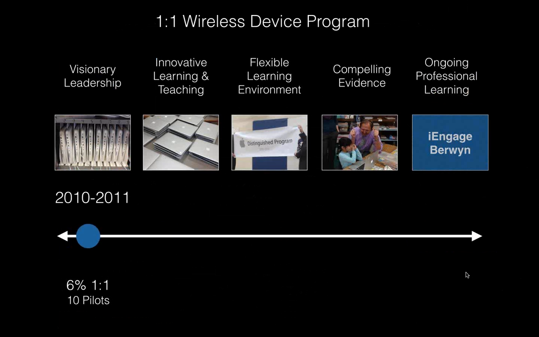So a little bit about our one-to-one wireless device program. Back in 2010 to 2011, we were at 6% one-to-one. We had 10 pilot classrooms. The following school year, we were at 60% one-to-one. So we added 90 classrooms by the end of that school year.